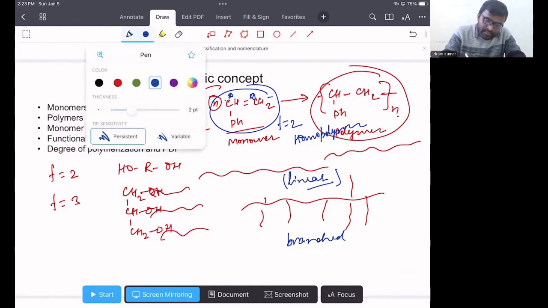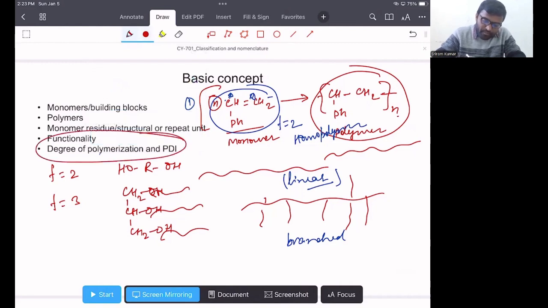I will discuss this point, degree of polymerization and this PDI, when I discuss molecular weight distributions and determination of the molecular weight. So I will discuss this point in detail maybe in the fourth or the fifth class.